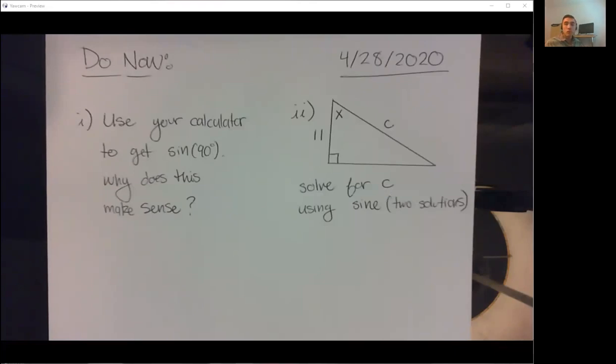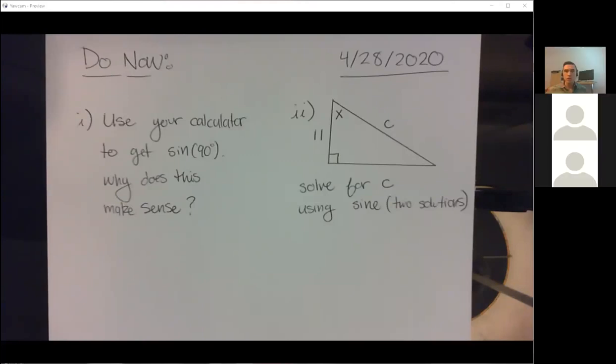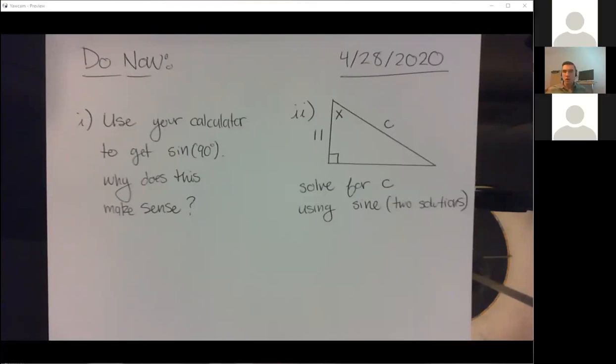And then item number two, I have a triangle here, and notice it's like the question that I mentioned yesterday, where since I'm not giving you all of the necessary numbers, your answer isn't just a number that you could get from a calculator online. You actually need to be able to set this up and solve it. So what I'm asking you to do is solve for length C, which in this right-hand triangle is our hypotenuse, but I want you to solve for that hypotenuse using sine.